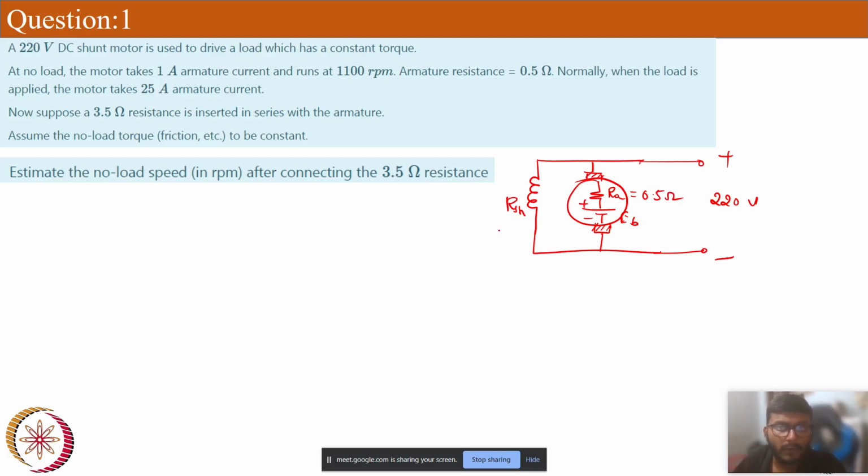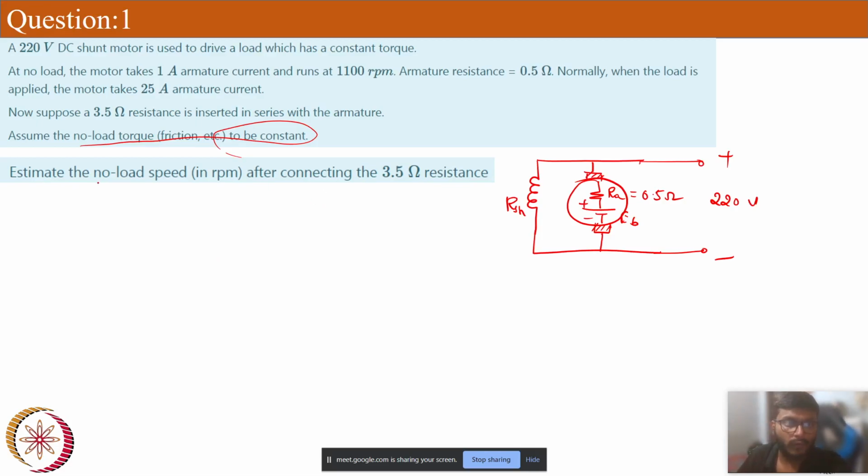Do we have the information about shunt resistance? No, we don't, because the shunt resistance is the same in both cases. We are not adding shunt resistance, but we are adding the armature resistance externally. Assume the no load torque to be constant. Whatever torque is required at no load is only the friction torque, windage torque and eddy current torque. All these torques are constant, so we don't have to bother about that torque as well.